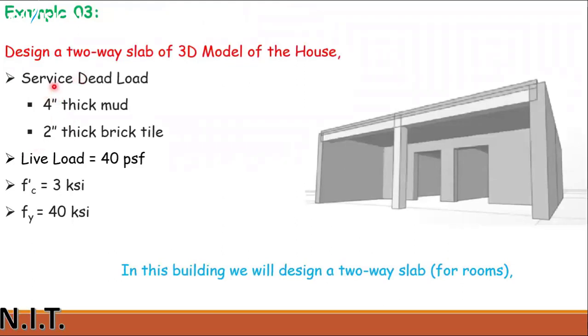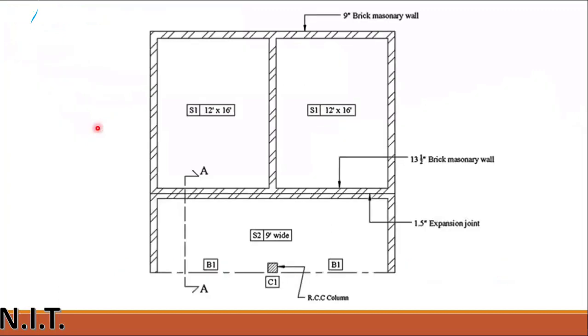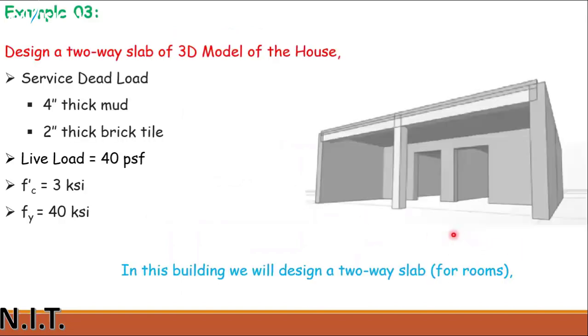Let me remind you that this is the example of a two-way slab, where a 3D model of a house is given there. We need to design this slab S1. Over here we have already studied that only this side of the slab is continuous and the remaining 3 sides are discontinuous. This side is discontinuous because of the expansion joint present there. Clear?